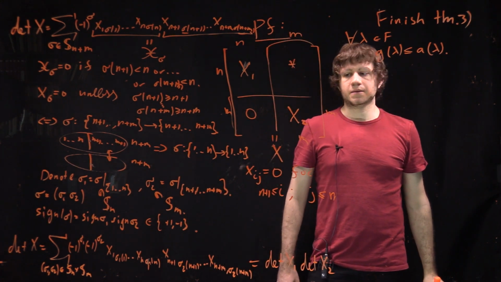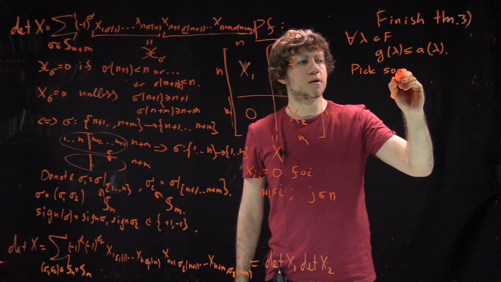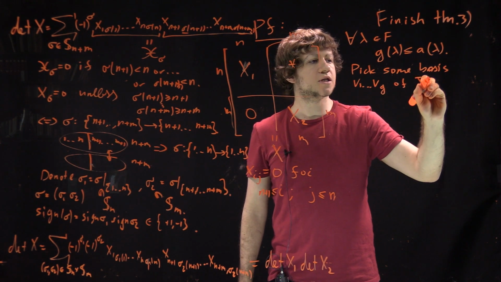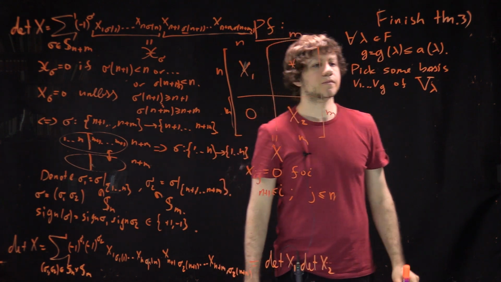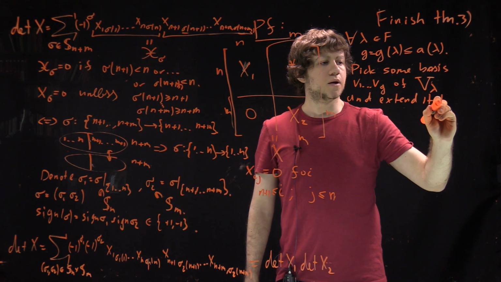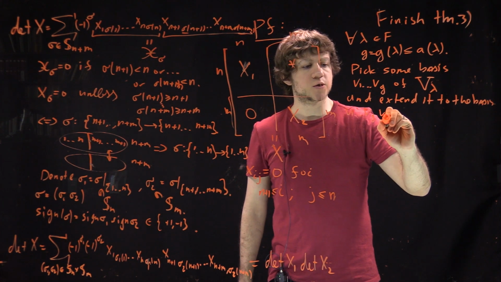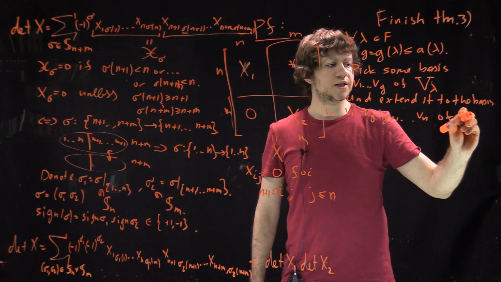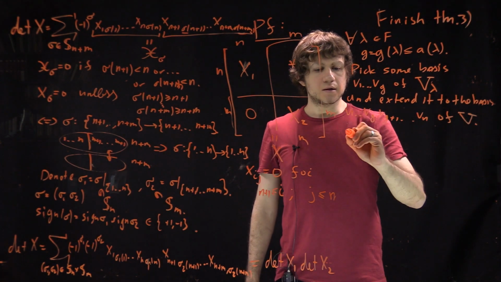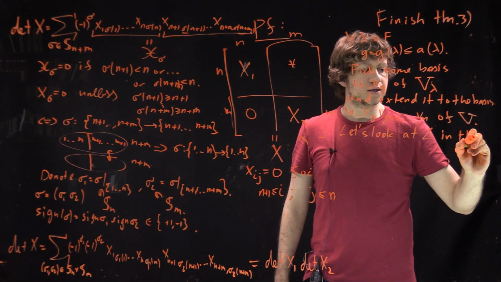So, why is this the case? Okay, so let's pick some basis v1 up to vg of V sub lambda, where g is this number, and extend it to the basis v1, ..., vg, vg plus 1, up to vn of V. So every basis of a subspace can be extended to a basis of the whole space. Then let's look at L in this basis.